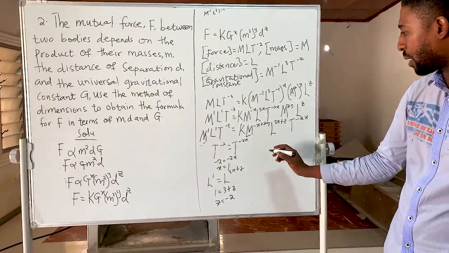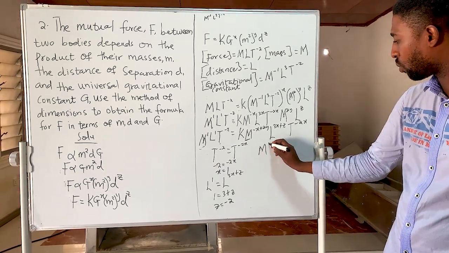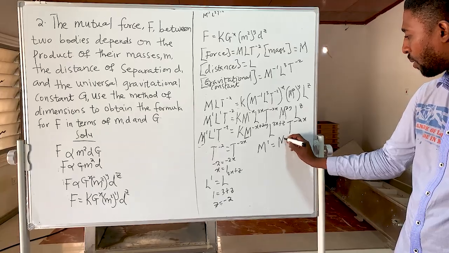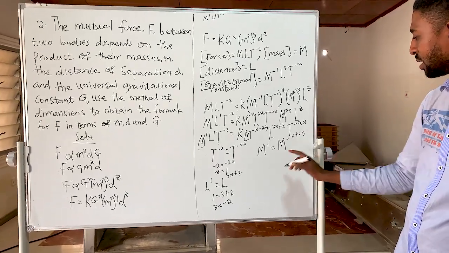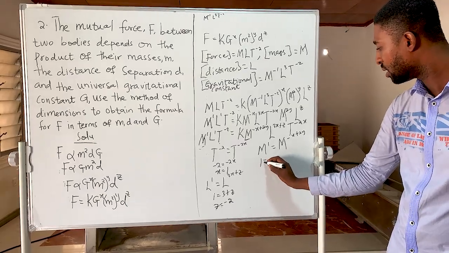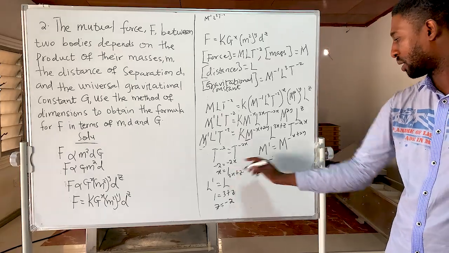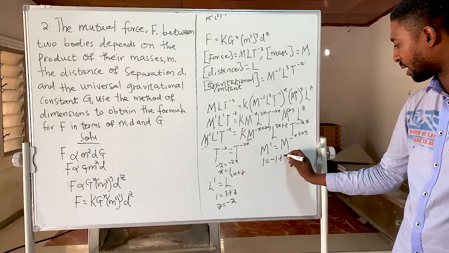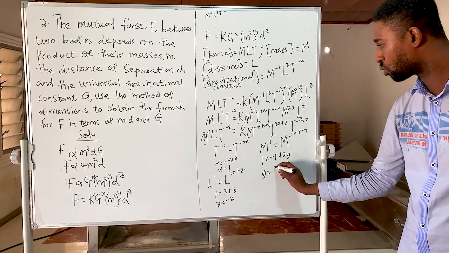Then finally, you can solve for y. And to solve for y, we are going to have m raised to the power 1 equal to m raised to the power negative x plus 2y. So here we are going to have 1 equal to minus x. Remember, x is 1. So minus 1 plus 2y. If you simplify this, y will be equal to 1.